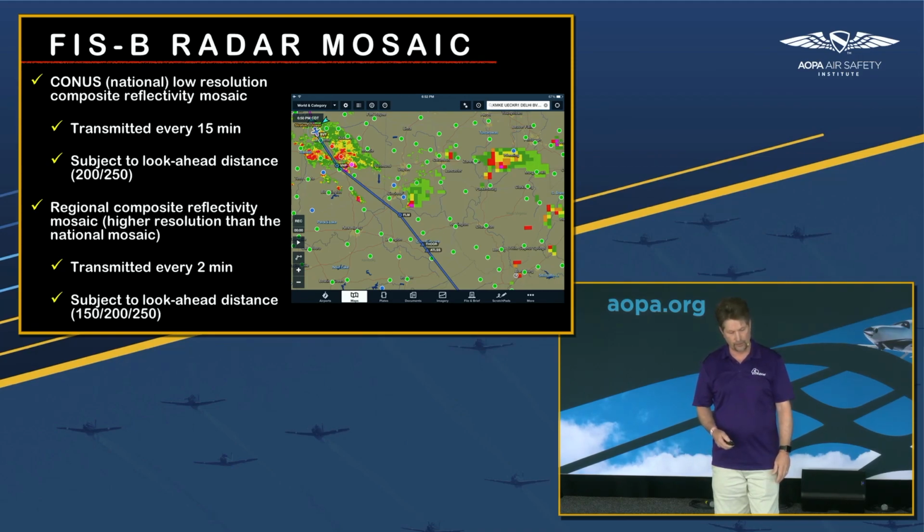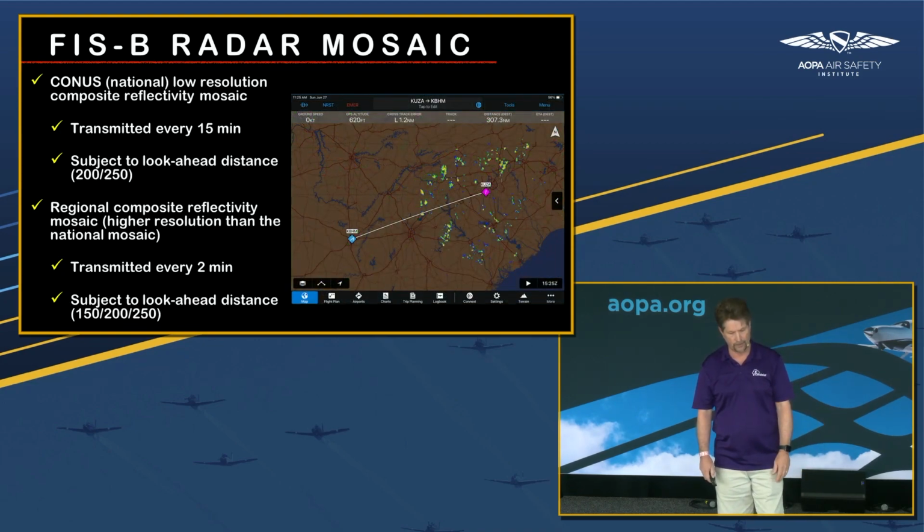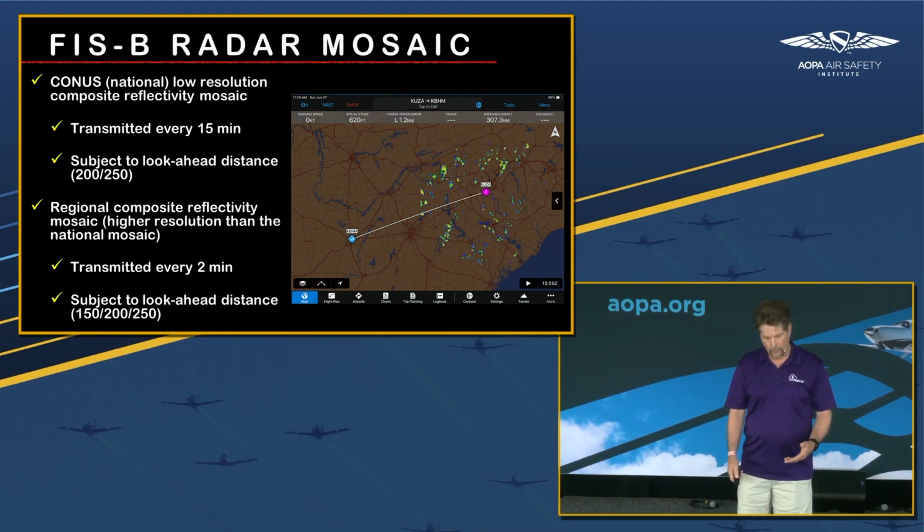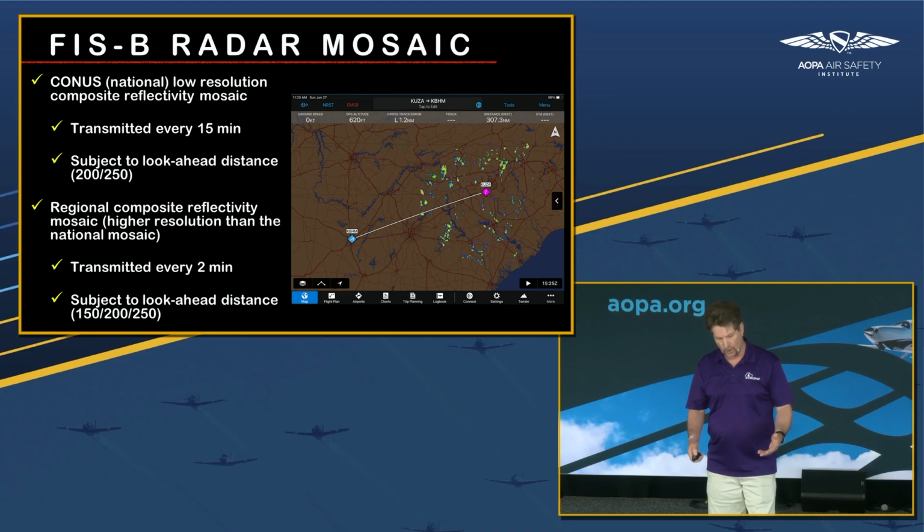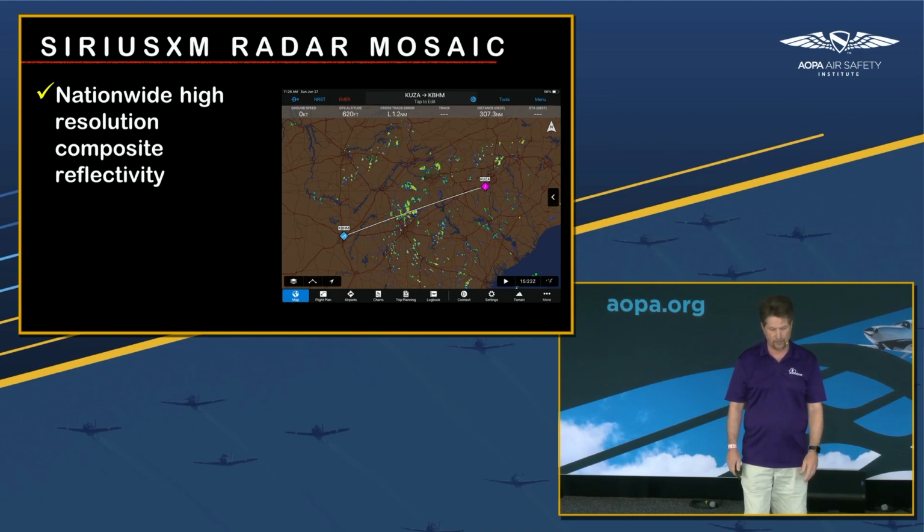And it's also subject to that look-ahead distance. You're not going to see anything beyond about that 250-mile range, depending on what receiver you're doing. But you look at other products here, what you'll notice is that you really can't see. If I'm making this particular flight, I can only see kind of what I see around me here. You really can't see what's happening at my destination, per se.